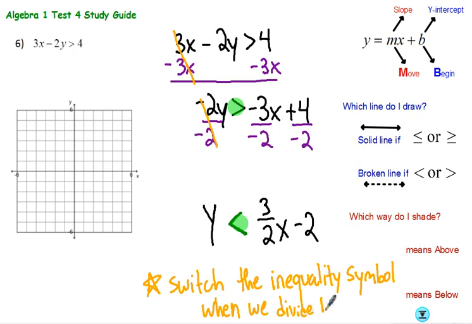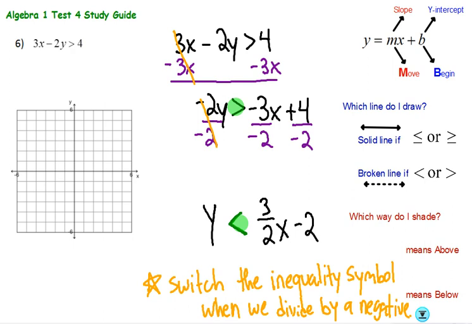So we're going to switch the inequality symbol when we divide by a negative. It's not every time you divide. It's only when you multiply or divide by a negative. And in this context, when we're going from standard form to slope-intercept form, the only negatives we're going to be working with would be dividing. So when you divide by a negative, you'd have to switch it.